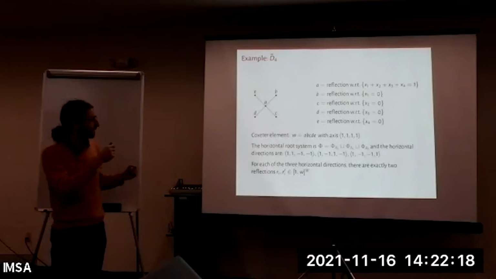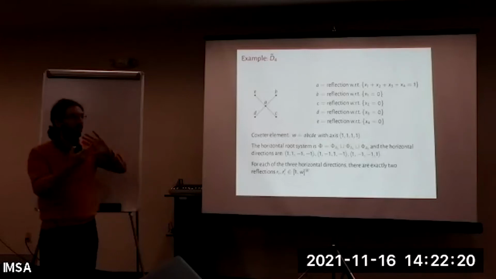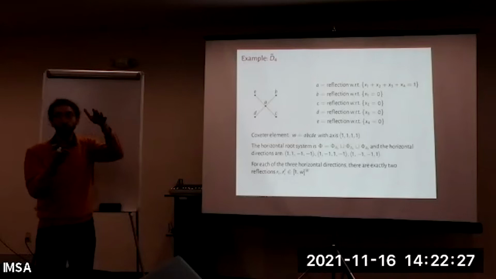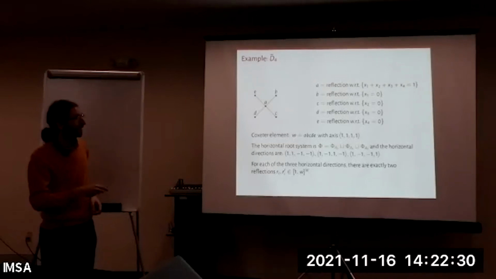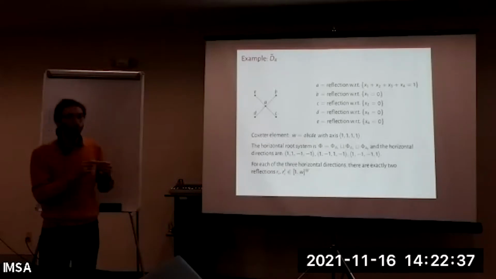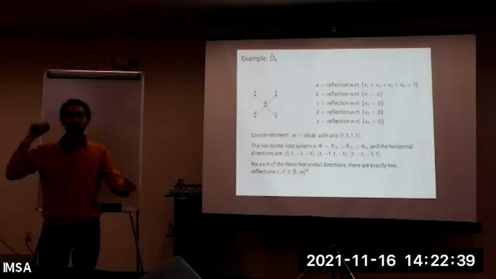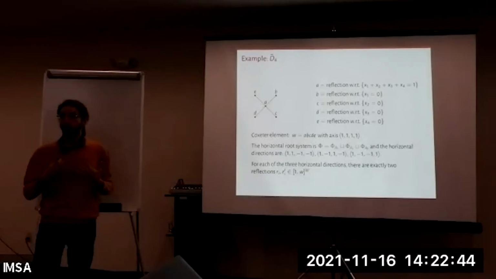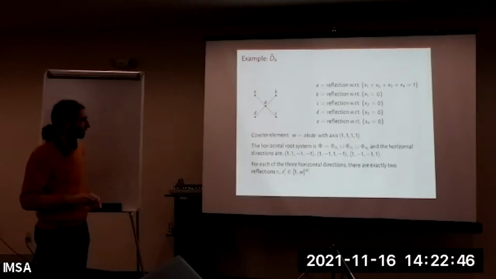And it turns out that the directions of hyperplanes that do not cross the line orthogonal to this hyperplane correspond to roots in three orthogonal directions. So there are basically three irreducible components of the horizontal root system, and those are spanned by these three roots over here.